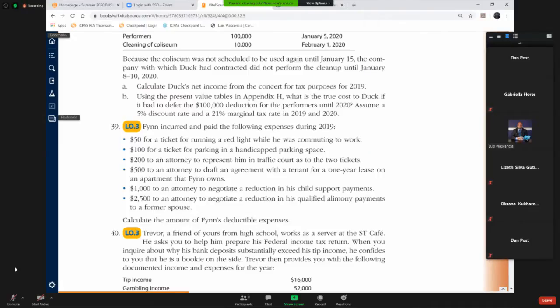$1,000 to an attorney to negotiate a reduction in child support payments. I'll give you a hint on this one. This relates to child support, which has no implication on taxes at all. What do you guys think? No. No. What about this one? $2,500 to an attorney to negotiate a reduction in alimony payments to a former spouse. Let's assume that the alimony was finalized in 2017, 2015, some other year.